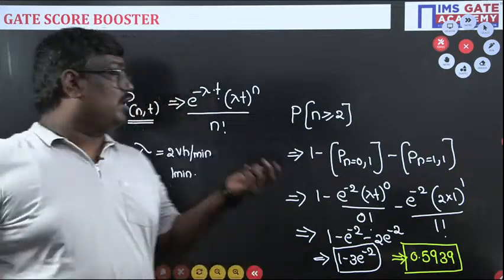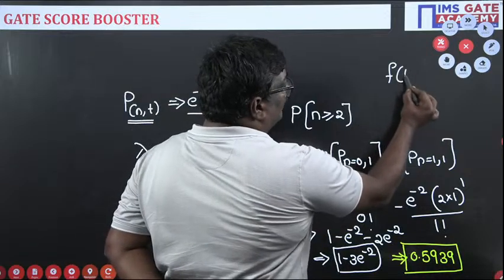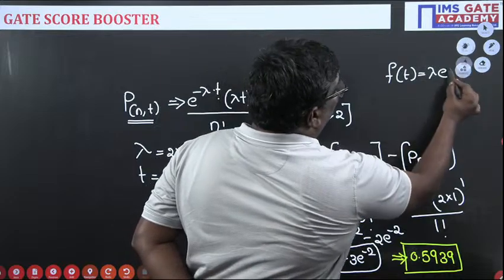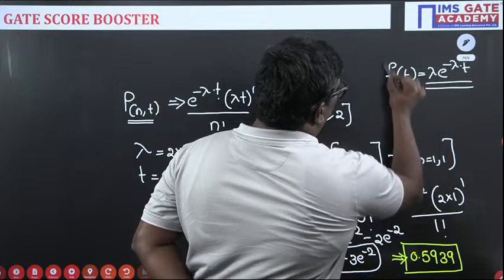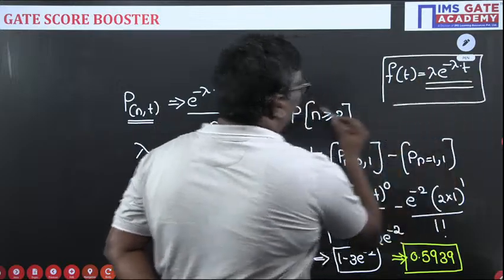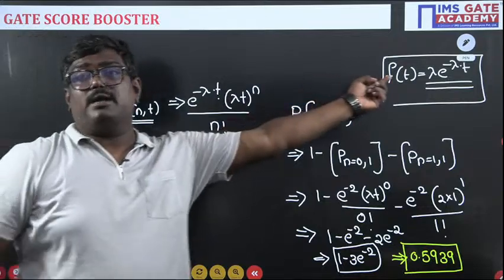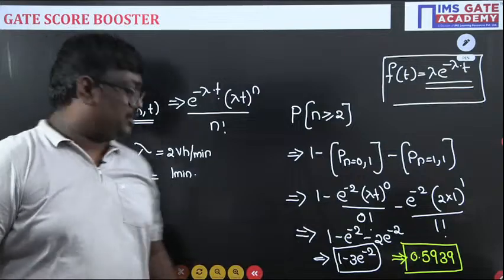So students, there is a formula for negative exponential also. There is another formula called negative exponential, where you will take the f of t value as lambda into e power minus lambda t. This formula is applicable in case of negative exponential, and the earlier formula is for Poisson's distribution.